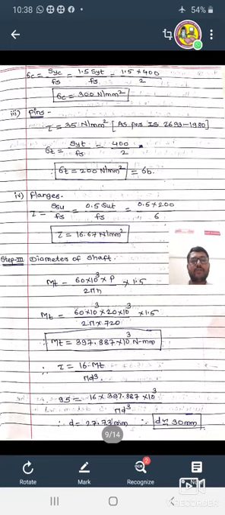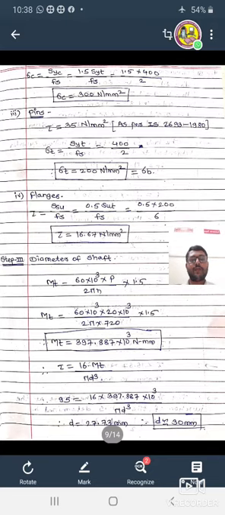Next, for flanges, shear stress tau equal to SSU upon Fs, that is equal to 0.5 SUT upon Fs, that is equal to 0.5 into 200 upon 6. Then we calculate tau as 16.67 Newton per mm square.